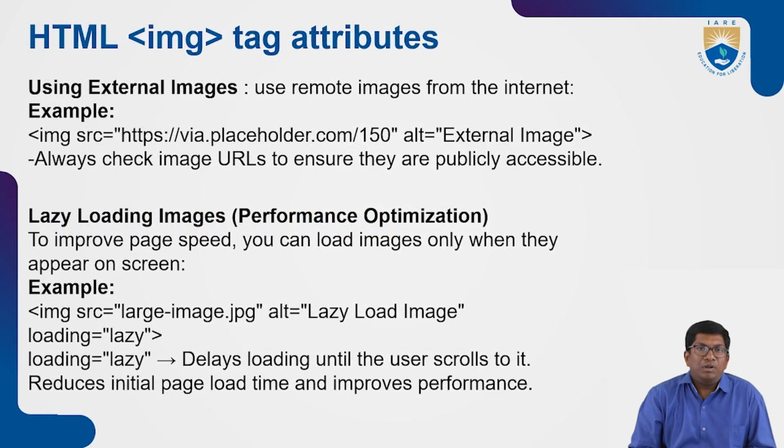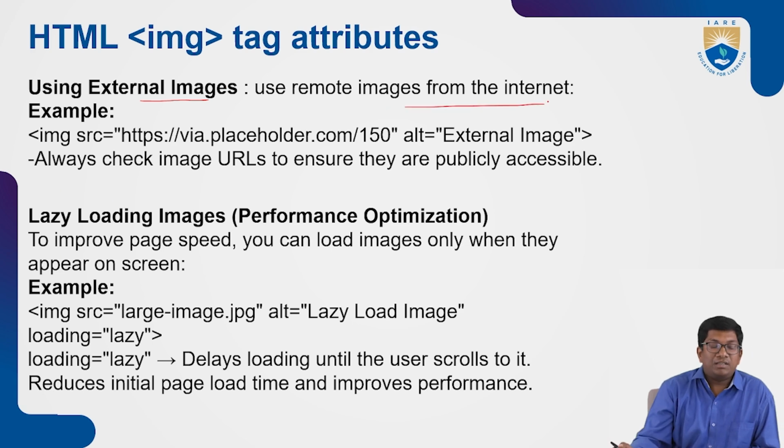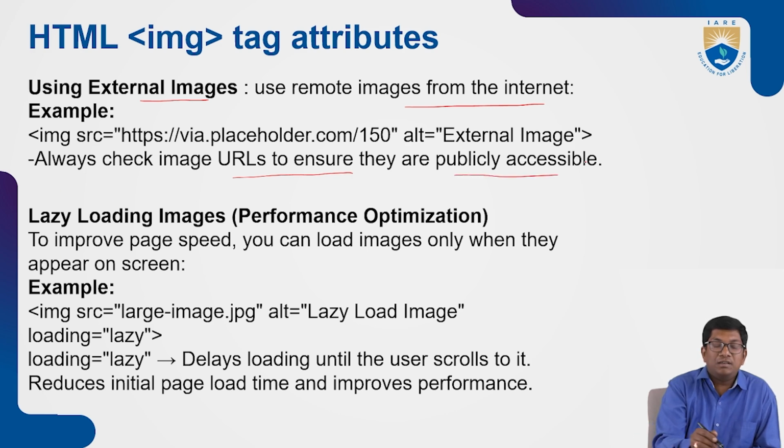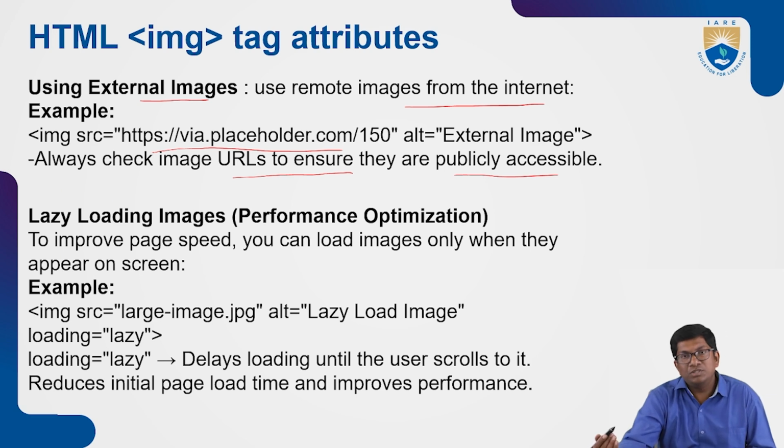Next, other attributes also we'll discuss. How to connect to external images: use remote images from the internet. Always check the image URL to ensure it is publicly accessible. See here, we are specifying the source, alt is equal to external image. So not only images existing in our folder, we can also use remote images, which are available on the internet.